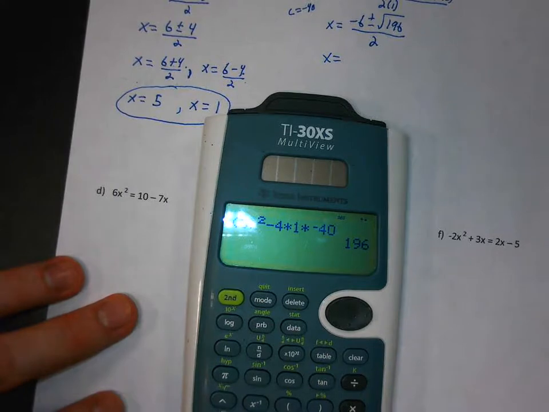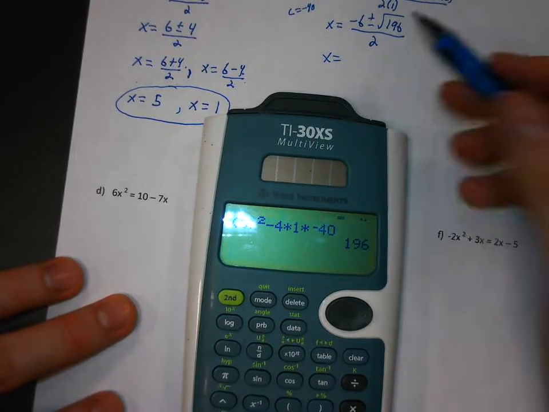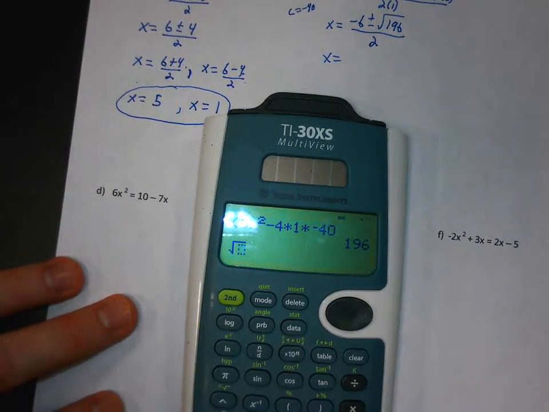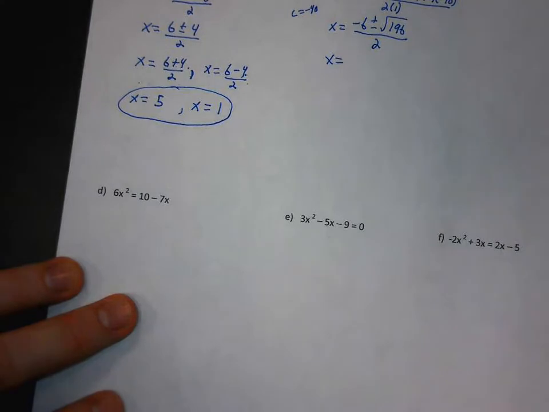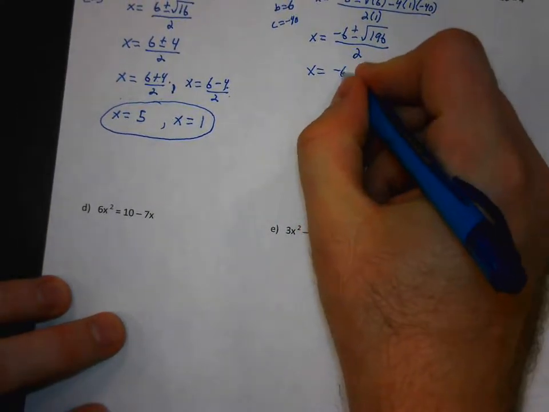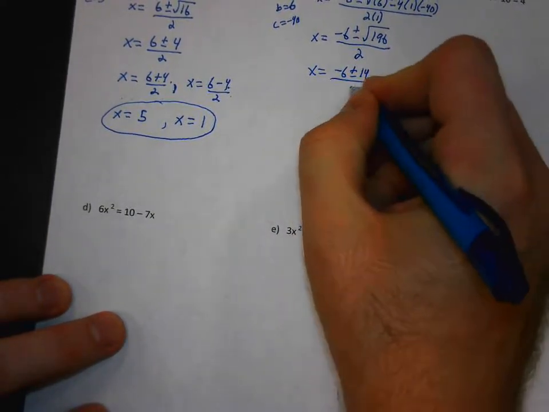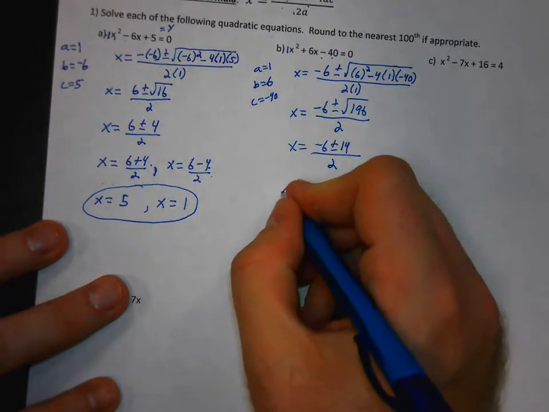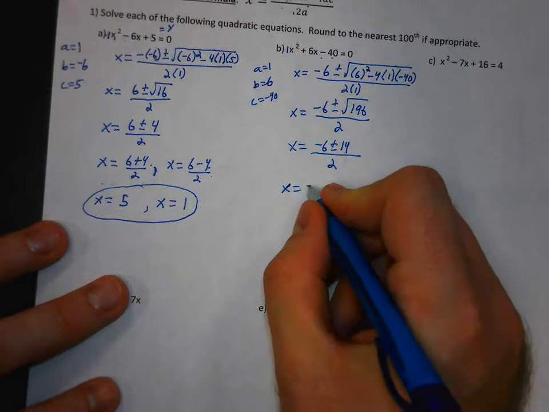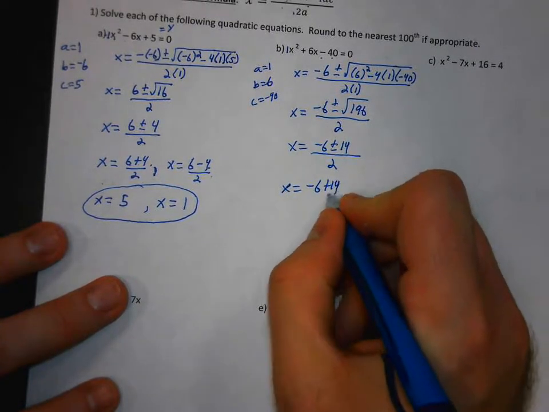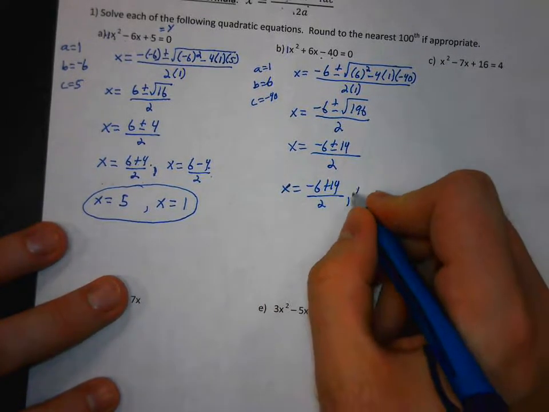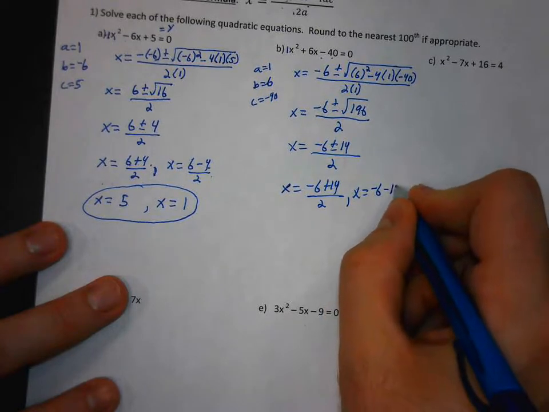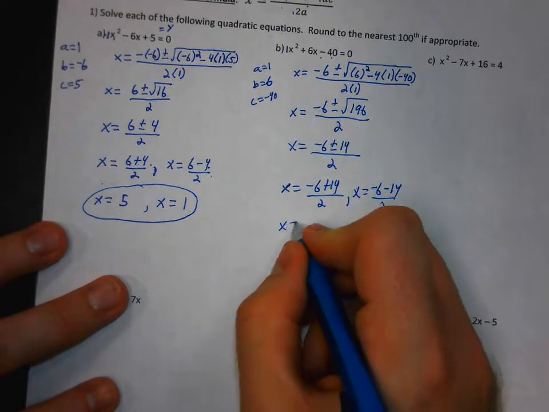Okay, so to finish that one off, we want to try the square root of 196. The square root of 196 gives us 14. So x equals negative 6 plus or minus 14, all divided by 2. So breaking apart our two different answers, x equals negative 6 plus 14, all divided by 2, and x equals negative 6 minus 14, all divided by 2.